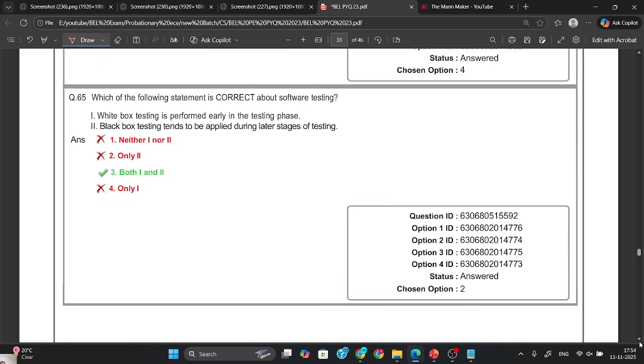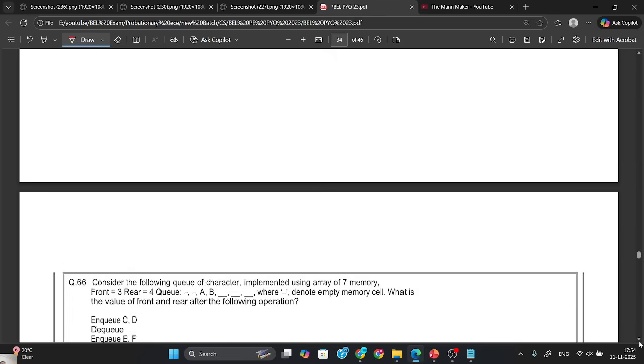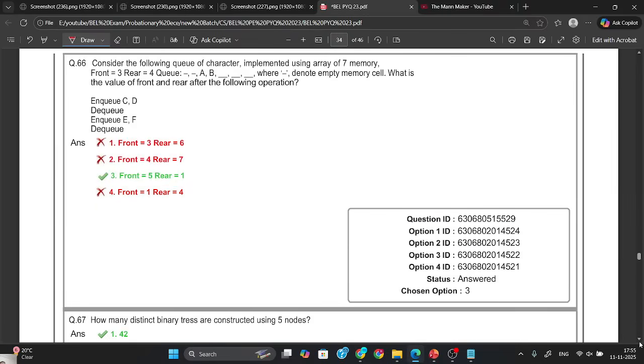which of the following statements is correct about software testing? So, white box testing is performed earlier in the testing phase, correct, and black box testing tends to be applied during the later stages of testing. Both are correct. Okay, so like that, these are one-liner things you need to remember about your topics. Like that only they are giving questions.